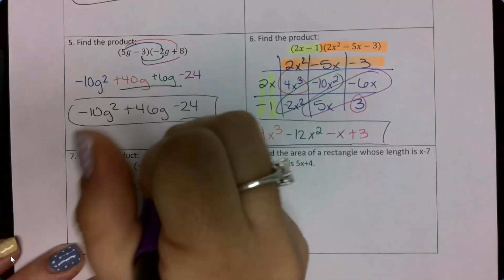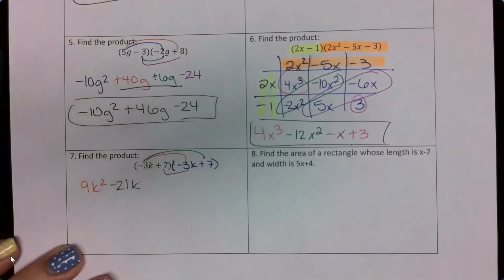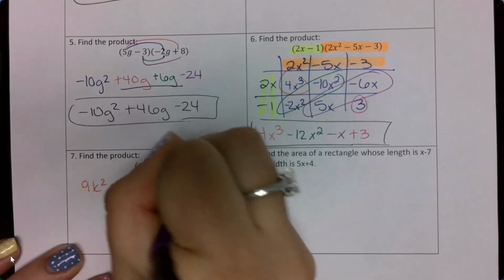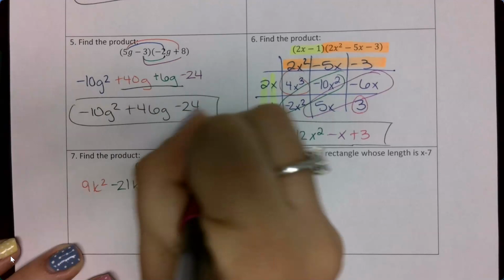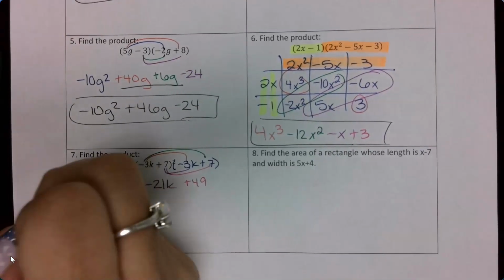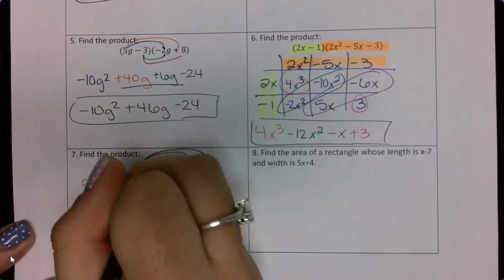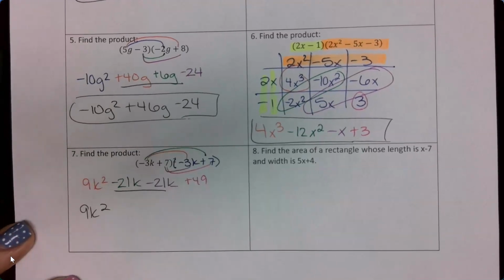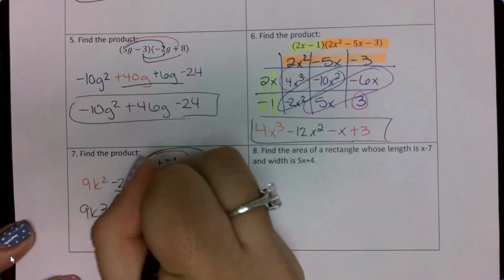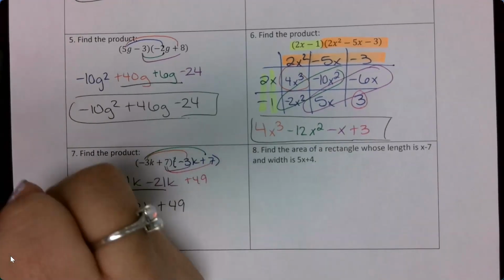Then in the middle, I'm going to have 7 times negative 3k is negative 21k. And then I have 7 times 7, which is 49. So I have nothing to combine that 9k squared with. In my middle, both of these are negative, so I add them together. It's going to become negative 42k, and then plus 49.